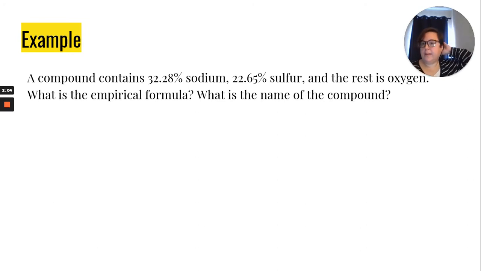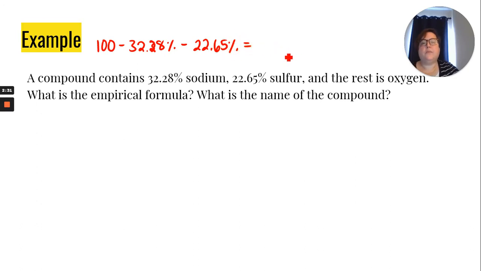So here's our first example. It says the compound contains 32.28% sodium, 22.65% sulfur, and the rest is oxygen. So before we actually start, we need to figure out how much is oxygen. So if we have 100% and we subtract the percent that is sodium and we subtract the percent that is sulfur, we would be left with the rest, which is oxygen. So if we were to do this subtraction, we would have 45.07% oxygen.